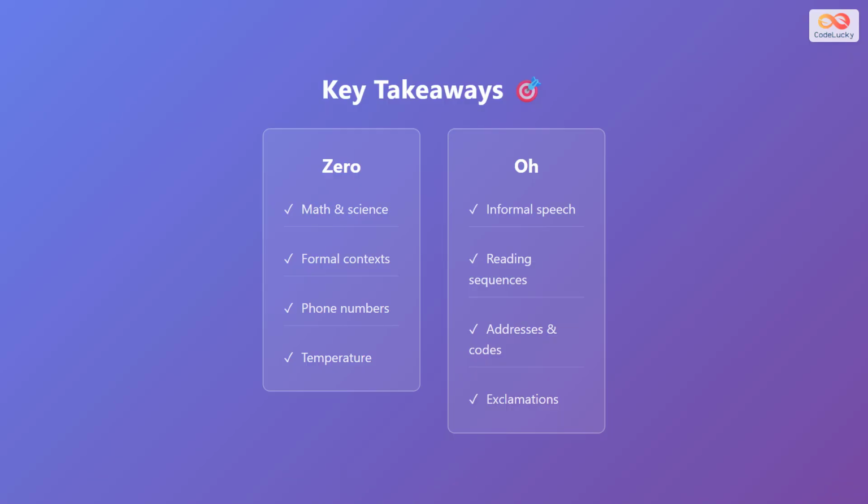To summarize, use 0 for mathematics, science, phone numbers, and temperatures. Use O for informal speech, reading sequences of digits, addresses, area codes, and exclamations. Remember that zero is formal and precise, while O is casual and informal. Practice these rules to communicate clearly in English.